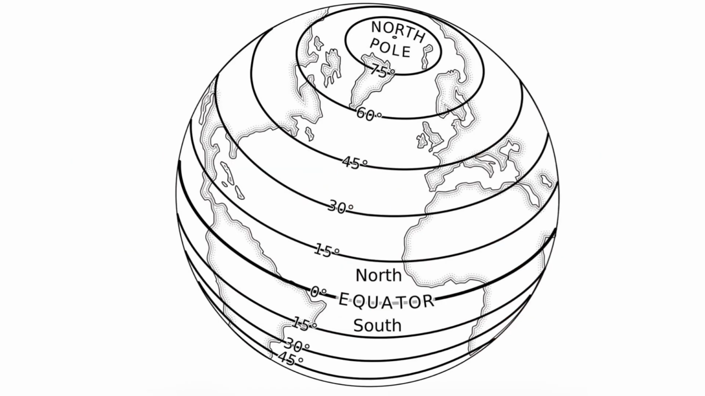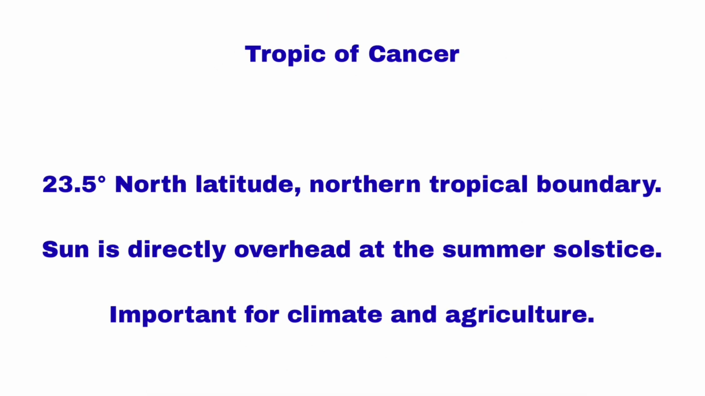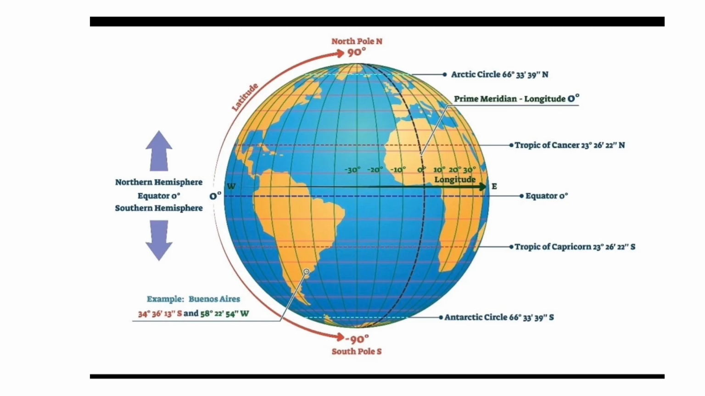So regions near the equator are hot. Tropic of Cancer. This is also an imaginary latitude at 23.5° north. The importance is that the sun is directly overhead on 21st June, and it is the northern limit of the tropical zone.